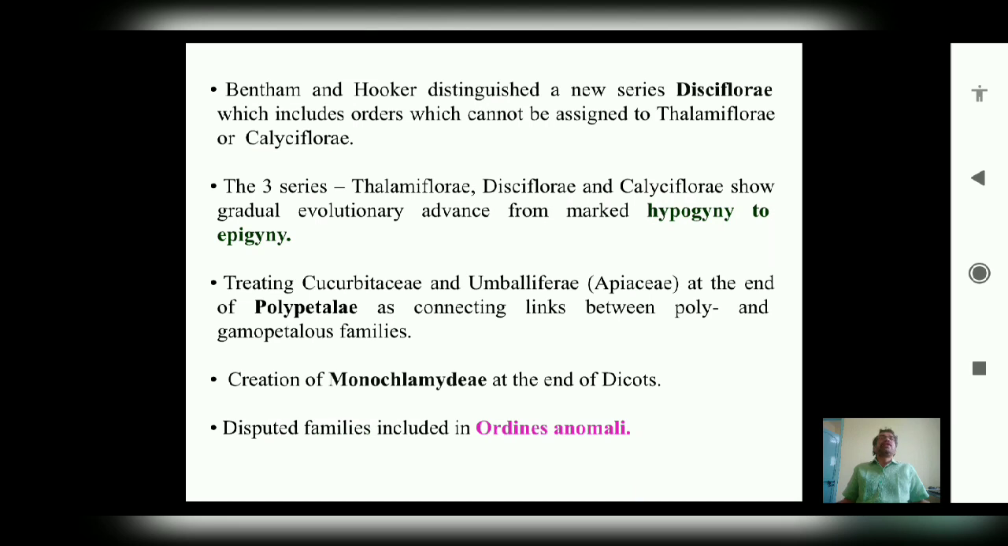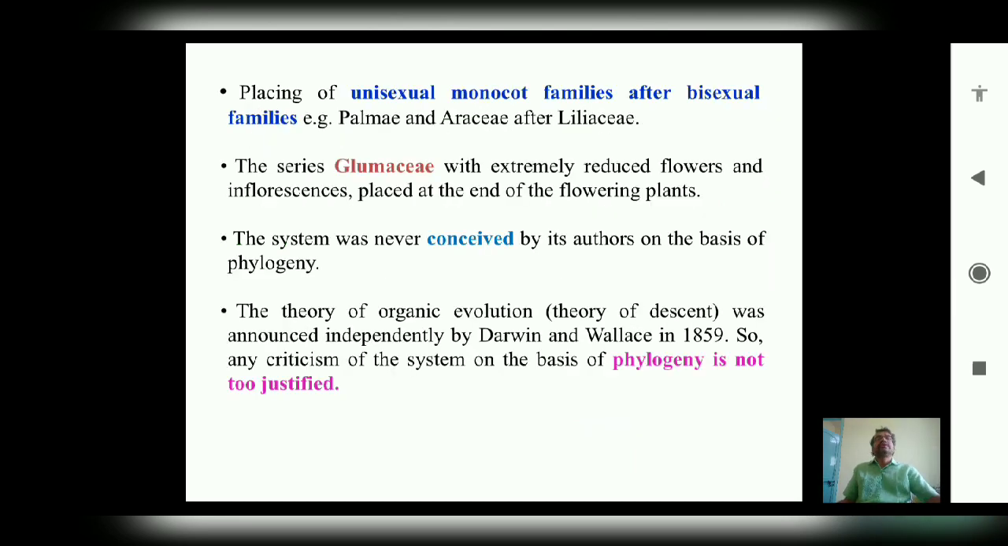The 3 series Thalamiflorae, Disciflorae, and Calyciflorae show gradual evolutionary advance from marked hypogyny to epigyny, and treating Cucurbitaceae and Umbelliferae at the end of polypetalae was also justified. The creation of monochlamydeae at the end of dicots is justified. Disputed families were included under Ordines anomali. The placing of unisexual monocot families after bisexual families was also justified. The series Glumaceae with extremely reduced flowers and inflorescences being placed at the end of the flowering plants is a merit again.